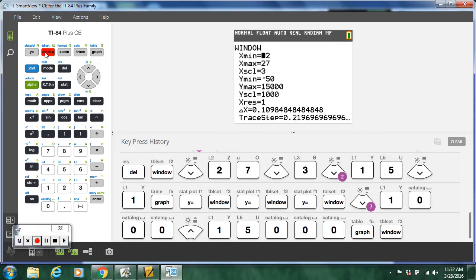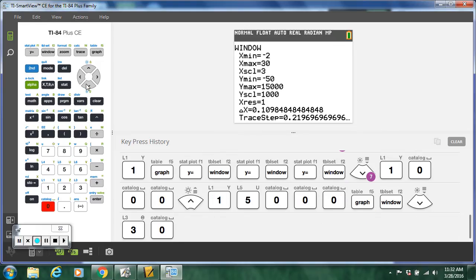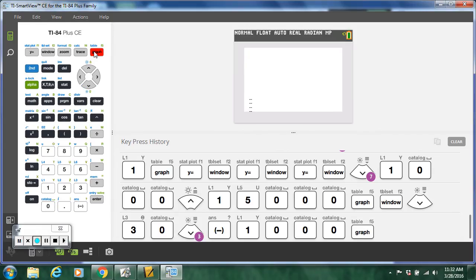And a lot of this is just changing things just to see. So x maximum, we put it at 27. What do you think? 30 maybe? I mean, it's just a guessing game. My y minimum, let's make it negative 1,000. Since we're counting by thousands, see if that helps us look at it any better. Can we see it a little better? Yeah.